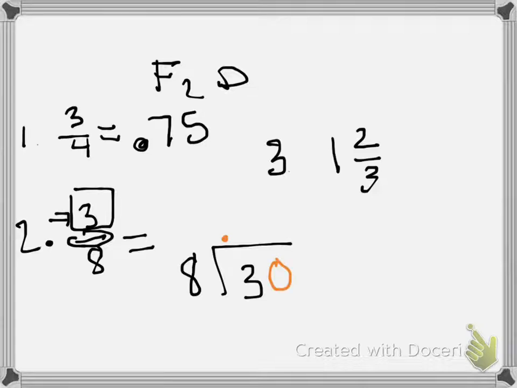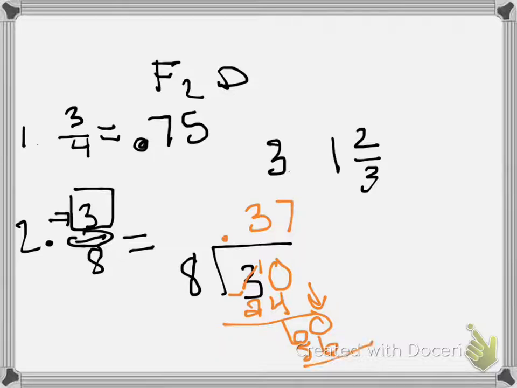8 can go into 30 3 times. 8 times 3 is 24. Subtract. Bring down the 0. 8 goes into 60 7 times, which is 56. Subtract, bring down your 0. 8 goes into 40 5 times. So 3/8 is 0.375. That is my decimal. Again, it's just long division.